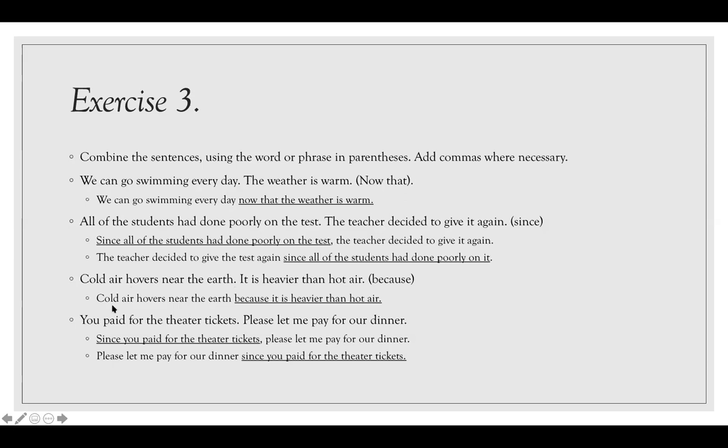Okay. You paid for the theater tickets. Please let me pay for your dinner. There's a "since" here, but I didn't include it. Since you paid for the theater tickets, please let me pay for your dinner. So, since you paid, fact, or: please let me pay for your dinner, since you paid for the theater tickets. So that's exercise 3, and that's how you would go about doing it, adding punctuation. And again, these, since, because, and now that, are all words of cause and effect, and they are adverb clauses.